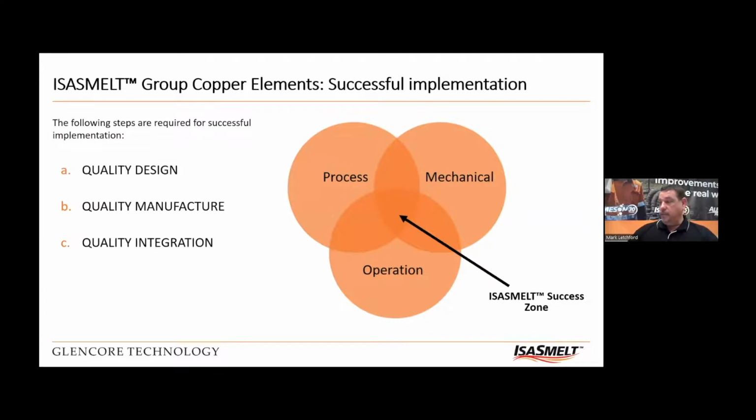So let's talk about the successful implementation, and I'm going to describe how we go typically about this in an Isasmelt project, because we do lots of those. You saw there were 25 of those around the world, and we've done this lots of times and it works well. So I'm going to describe 3 stages of that process, and that's quality design, quality manufacture, and quality integration. In those 3 stages, there are a total of 10 steps that we take to get that good result.